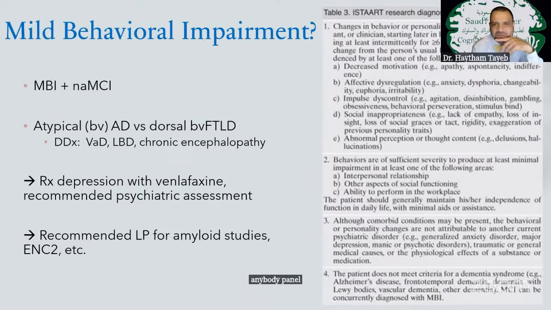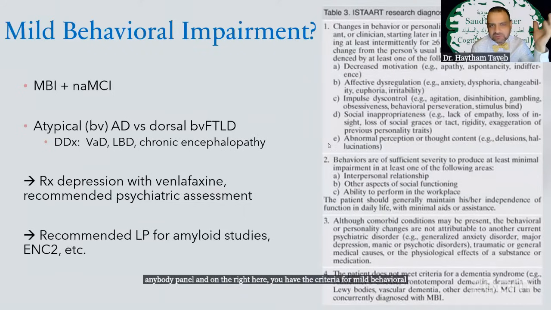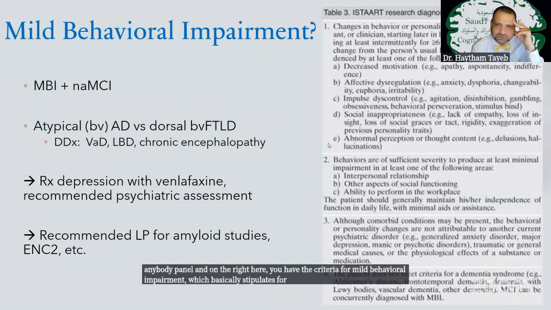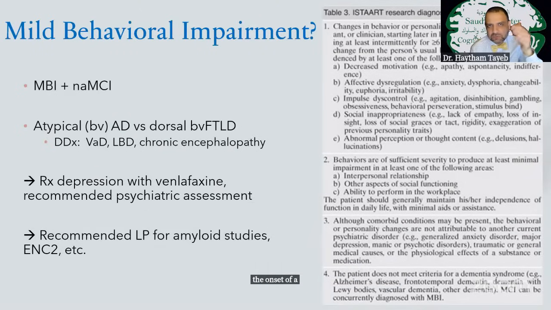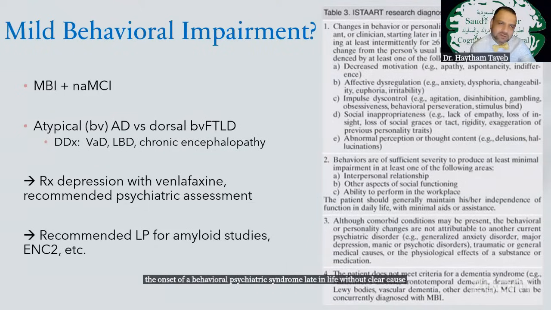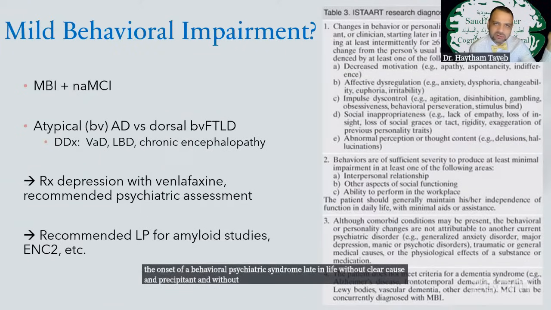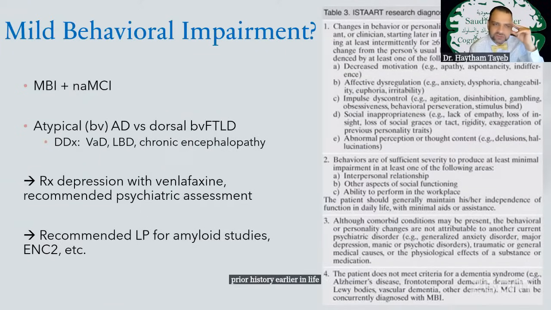And on the right here, you have the criteria for mild behavioral impairment, which basically stipulates, for those of us who are not behavioral neurologists, the onset of a behavioral psychiatric syndrome late in life without clear cause and precipitant and without prior history earlier in life of psychiatric presentations. That's MBI, your MCI equivalent, but in terms of behavioral circuitry.